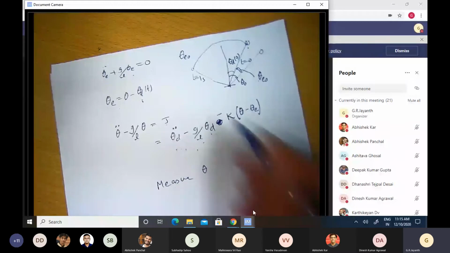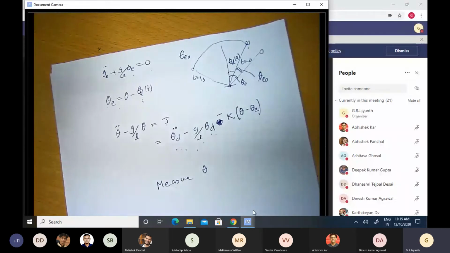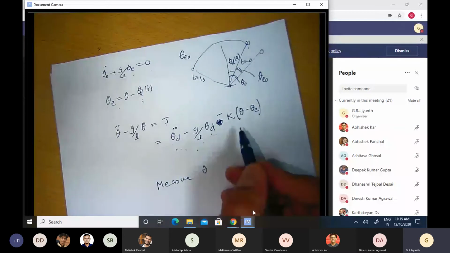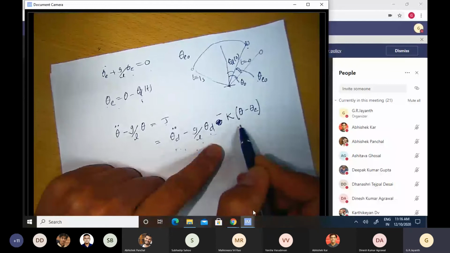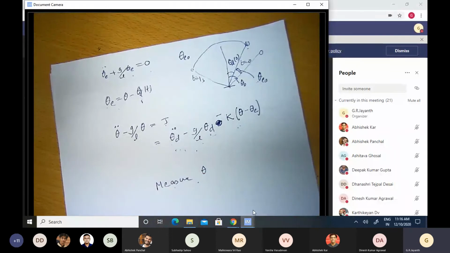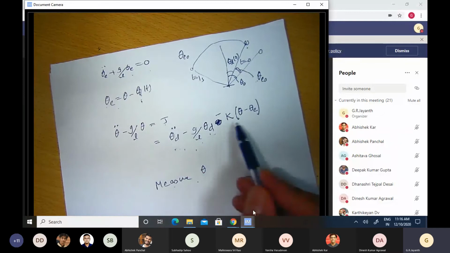I'll put a minus sign here for reasons that will become clear in a minute's time. Let us say I do this. I can do this, remember, only because I'm making a measurement. Otherwise, I cannot do this, right? I'm making a measurement in real time of where the pendulum is located. And with that measurement, I can compute it.